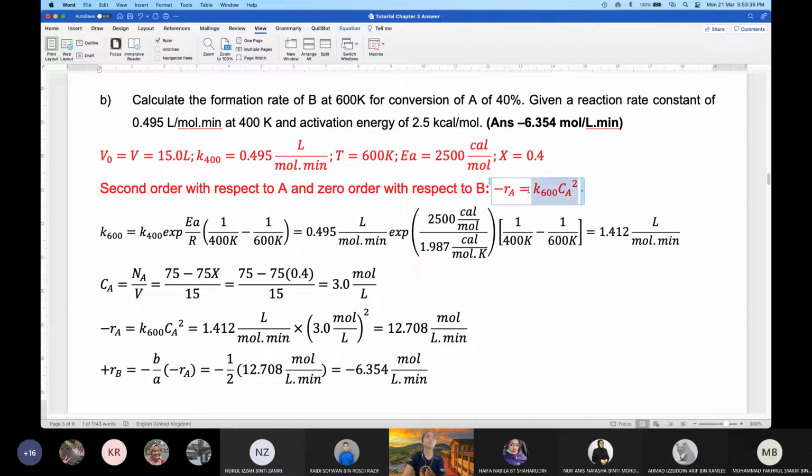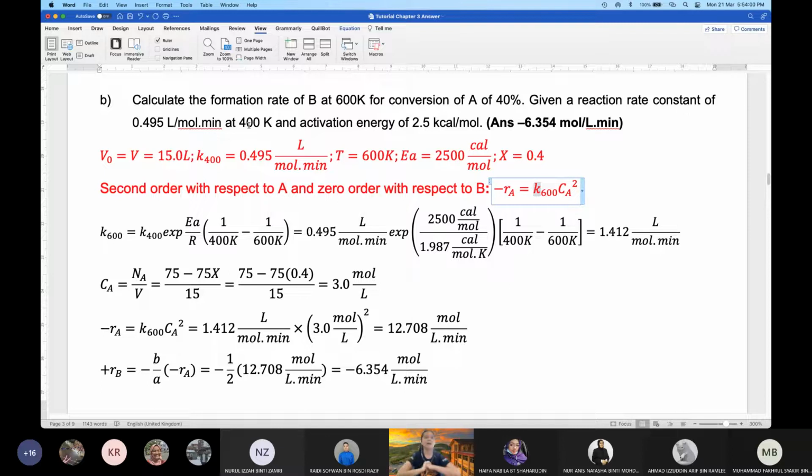Do you realize from the question, the K given is 0.495, but they say this K is at 400 Kelvin. Your reaction is at 600 Kelvin. So you have to find the K at 600 Kelvin. Meaning we know K at 400, and we want to find K at 600.